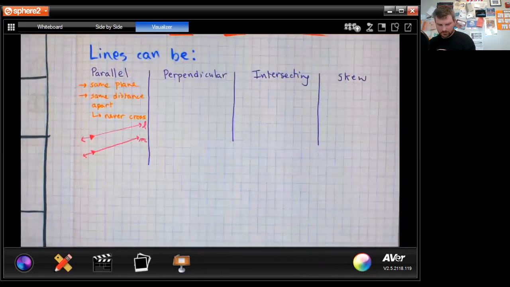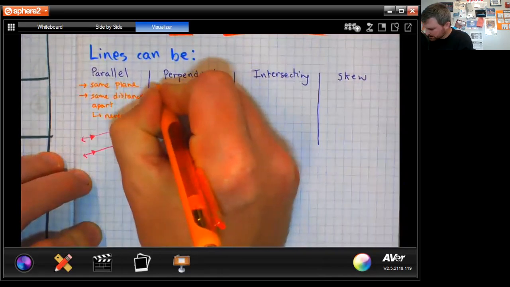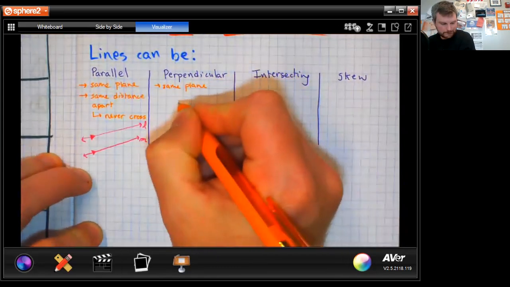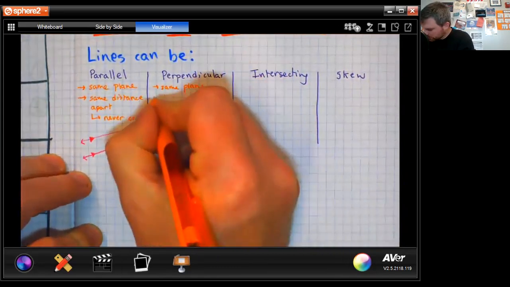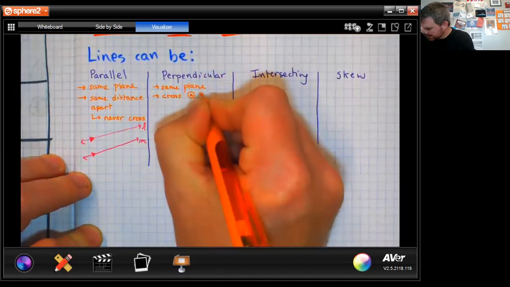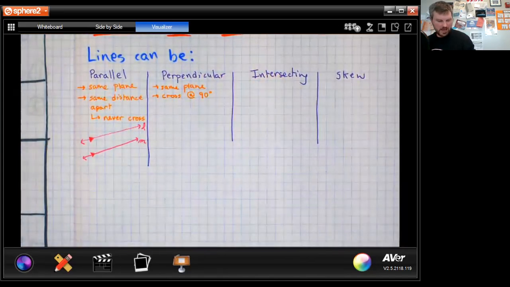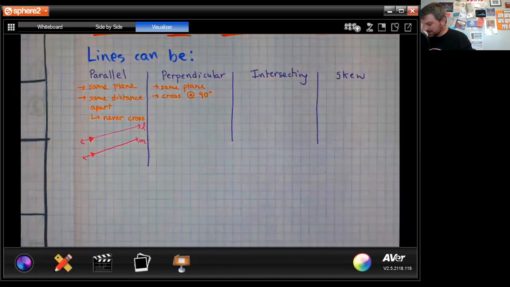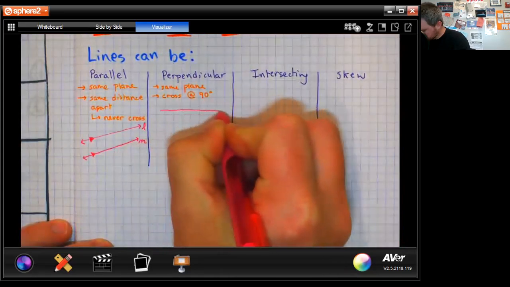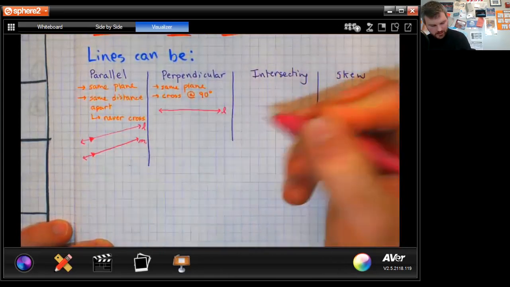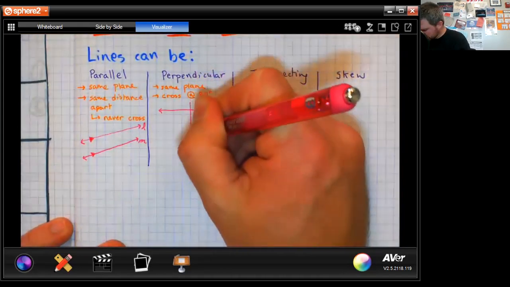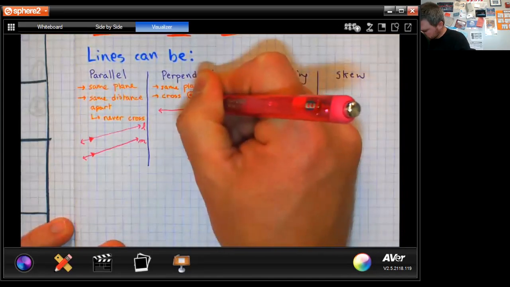Lines can be perpendicular. So in order for lines to be perpendicular, they also must be on the same plane. And perpendicular lines will cross at a 90-degree angle, at a right angle. Okay, so that's it. So let's look at a picture here. Let's say we've got this line here, and I'm just going to use L for that line, and M, we'll just use L and M for all of them. And it crosses at a 90-degree angle. So this is M.